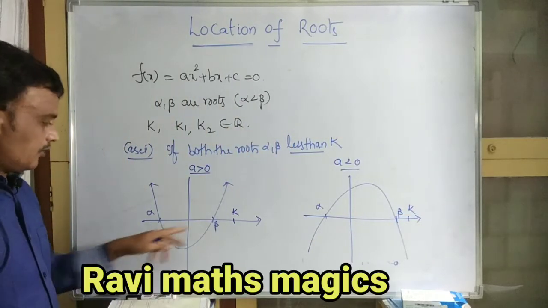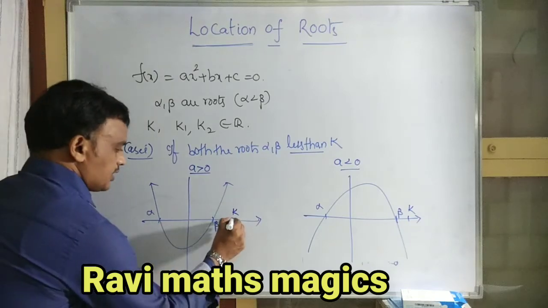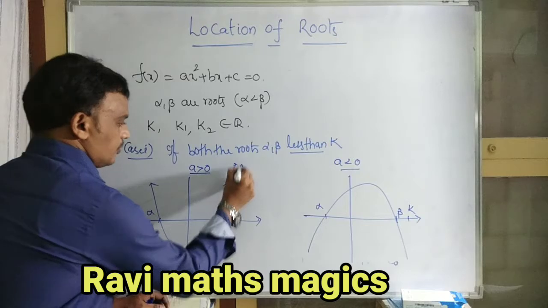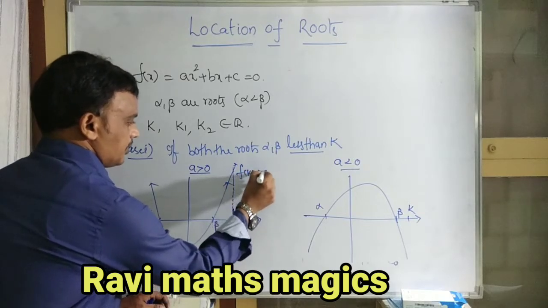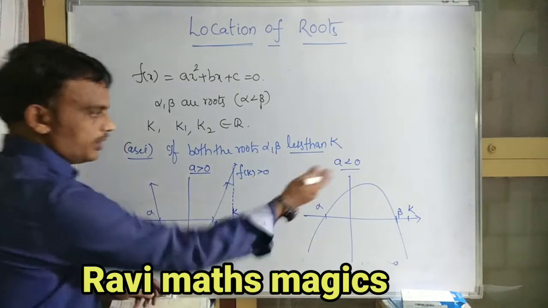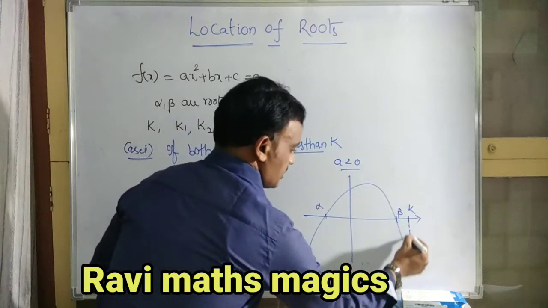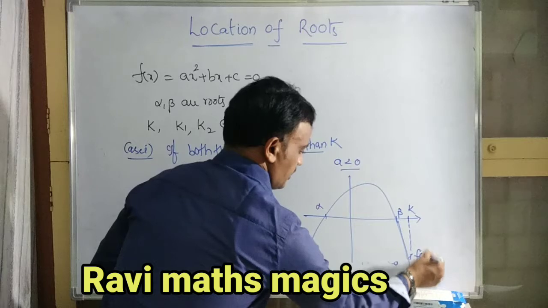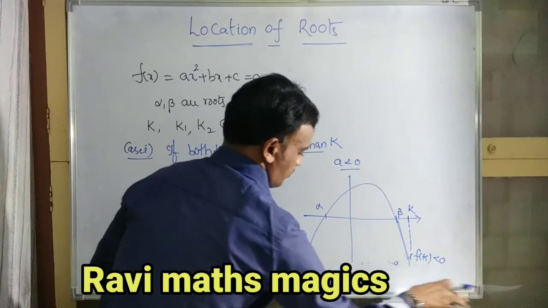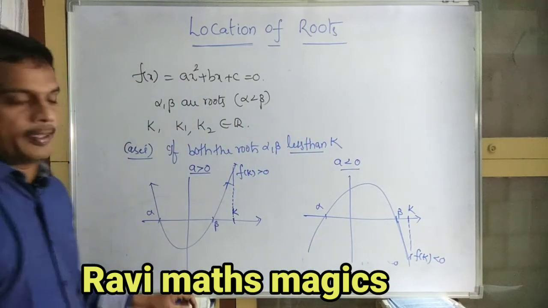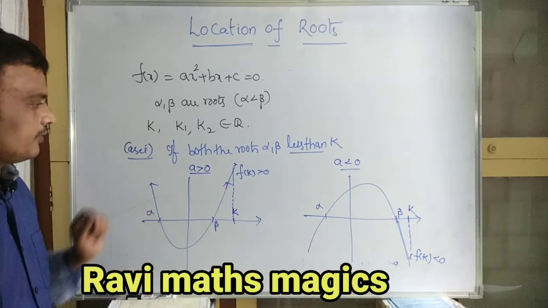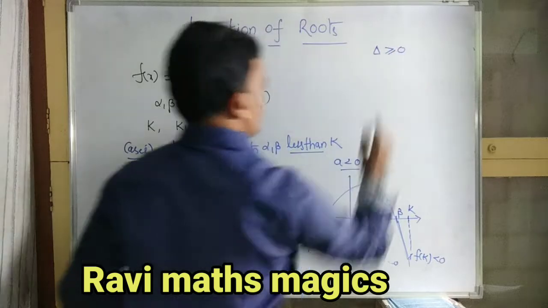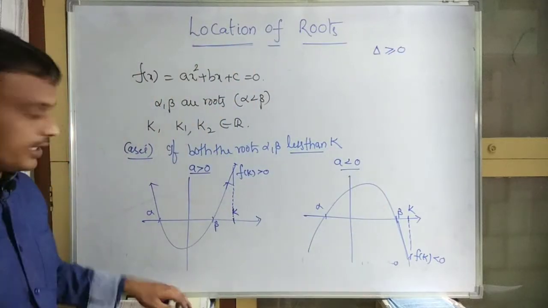So for the value of k, the corresponding value which meets the parabola, f of k, is positive. And in this case, this is your f of k which meets the parabola, which is less than 0. Now I am going to write the conditions. So here delta is greater than or equals to 0. Am I right? Delta is greater than or equals to 0.